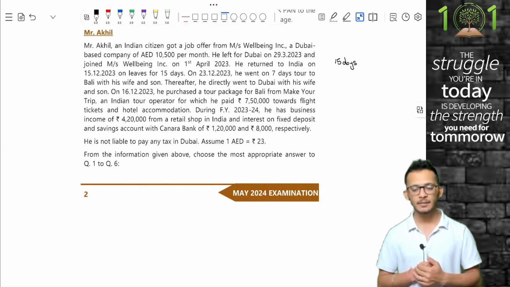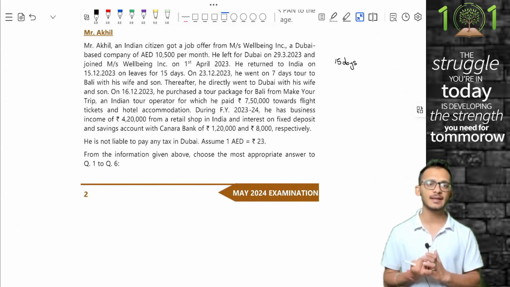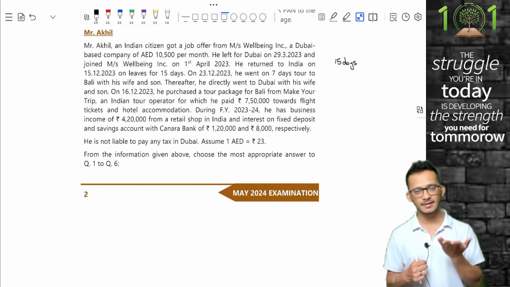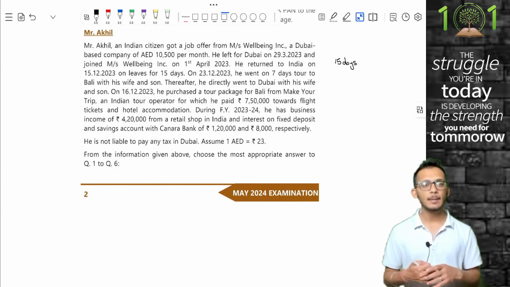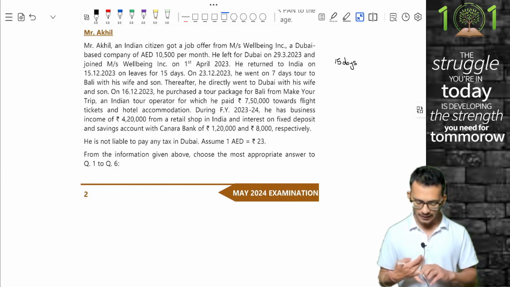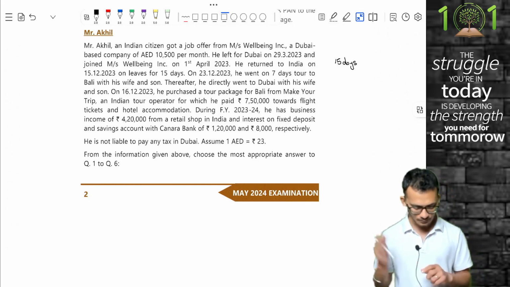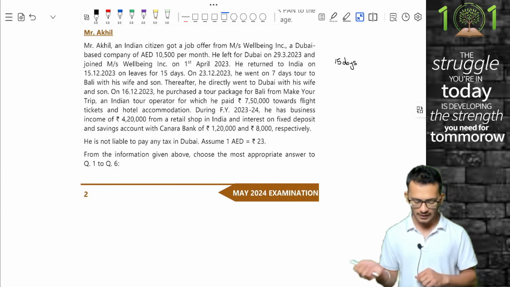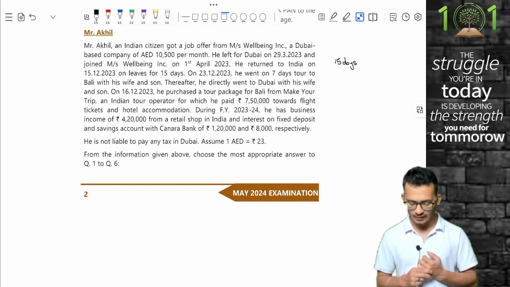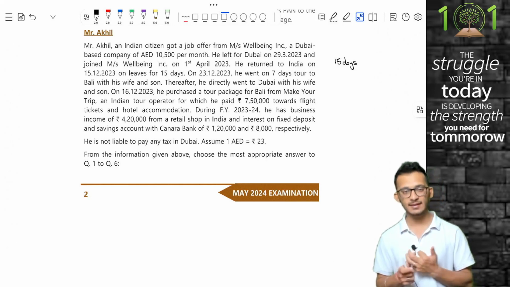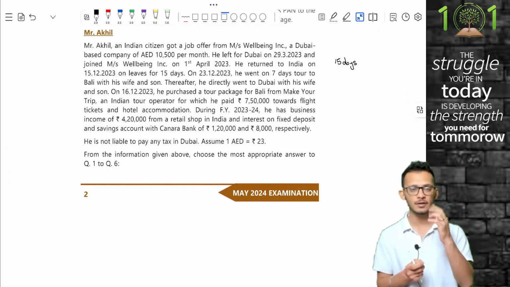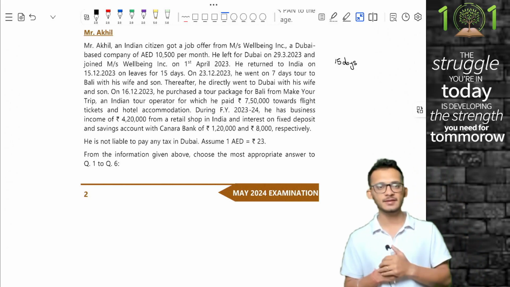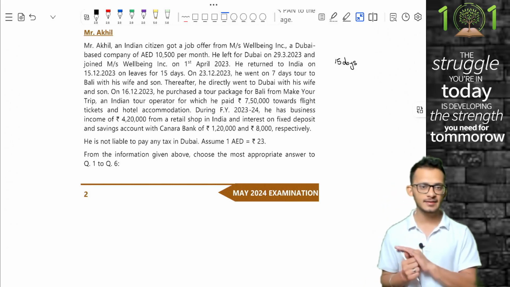Notice carefully. Provisions of residential status say that first of all, you need to be an Indian citizen, which is satisfied. Second, they say that you should have Indian income of more than 15 lakhs. Looking at the Indian incomes, I am noticing 4,20,000 in retail shop, 1,20,000 in fixed deposit, 8,000 in savings account. No matter how you try it, it is not going beyond 15 lakhs. Therefore, the deemed residency concept is not applicable, which means deemed residency cannot apply.